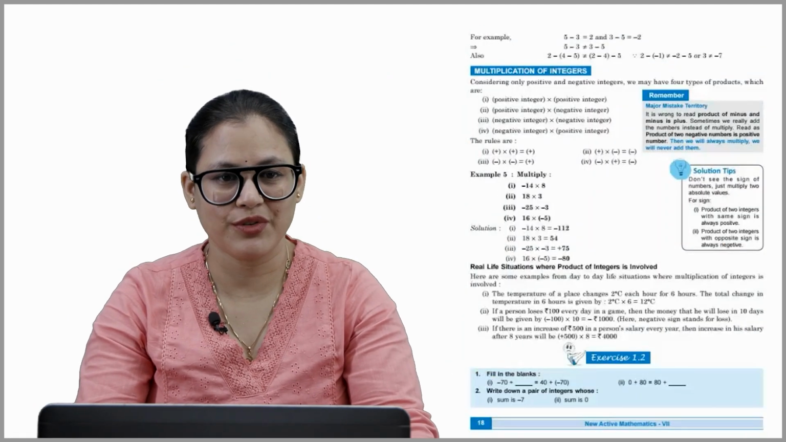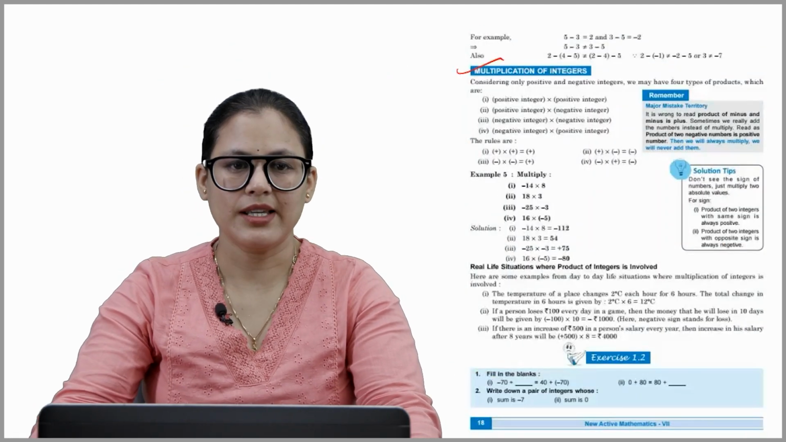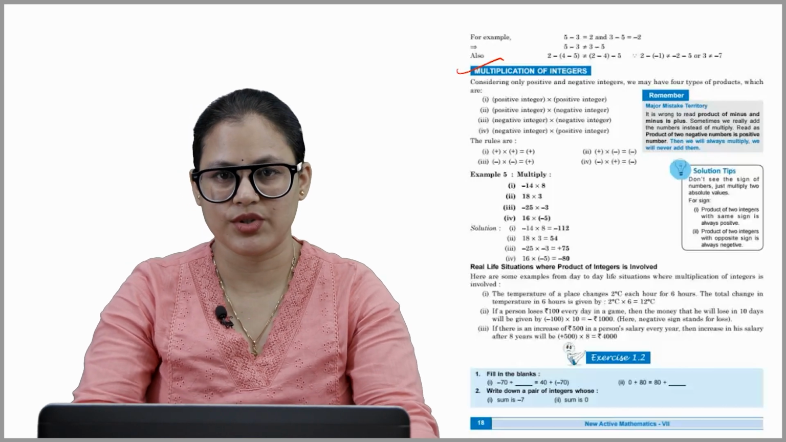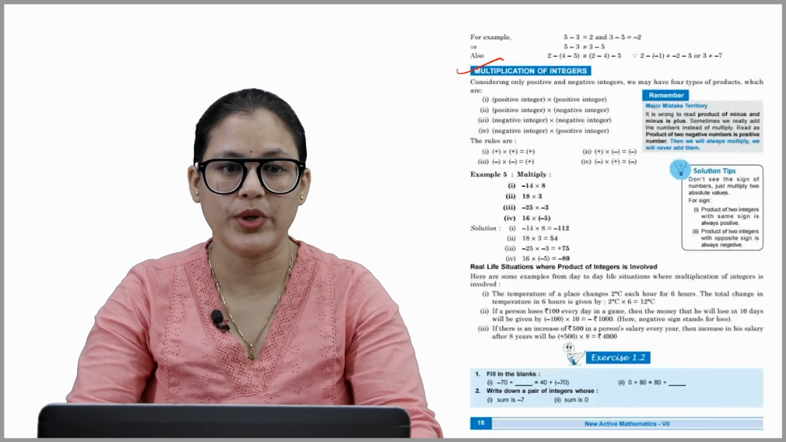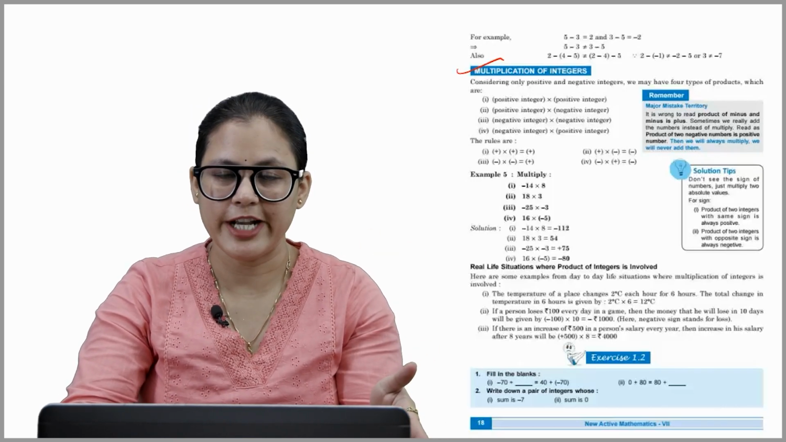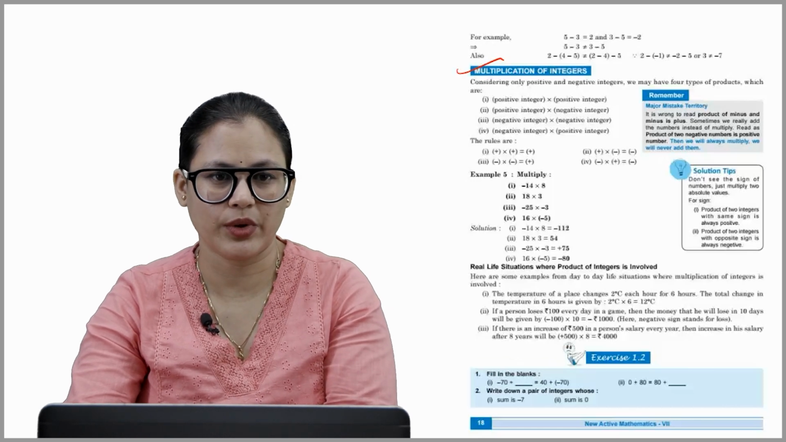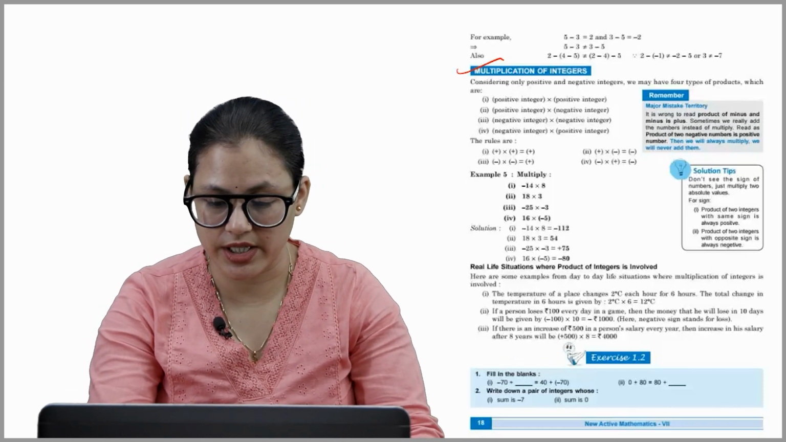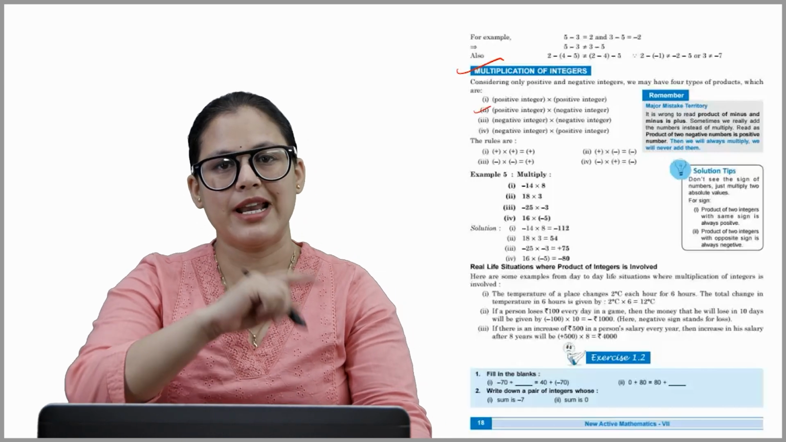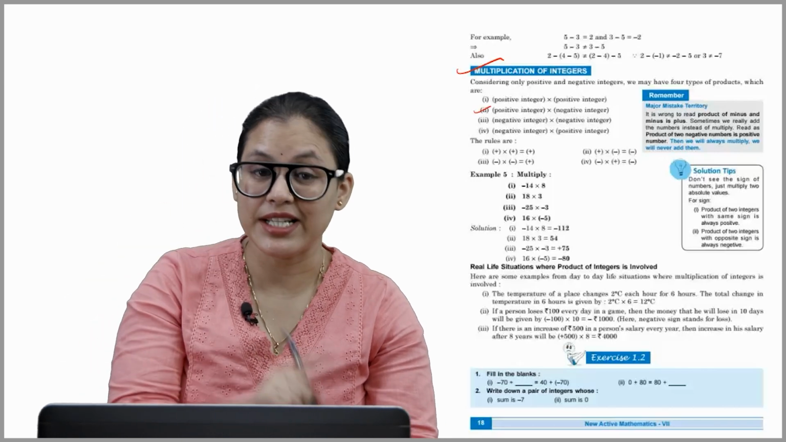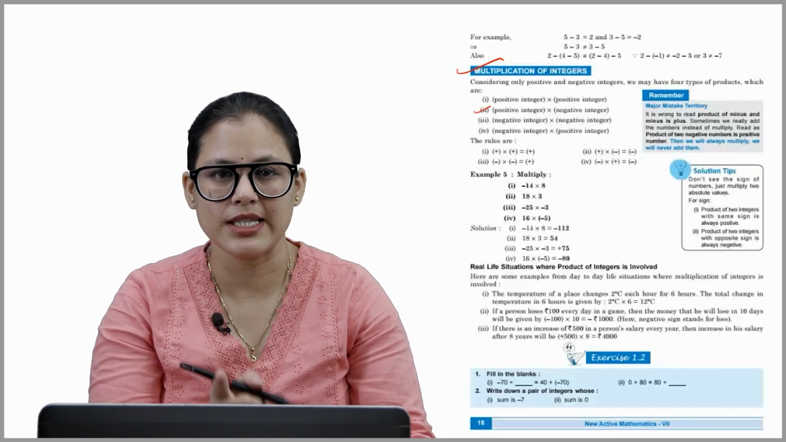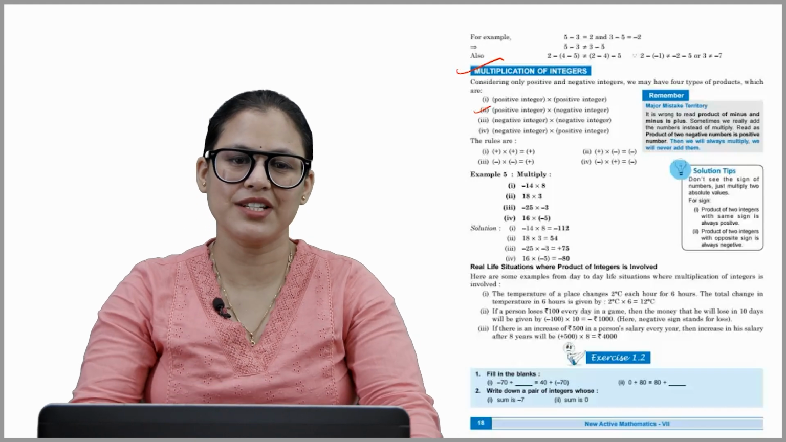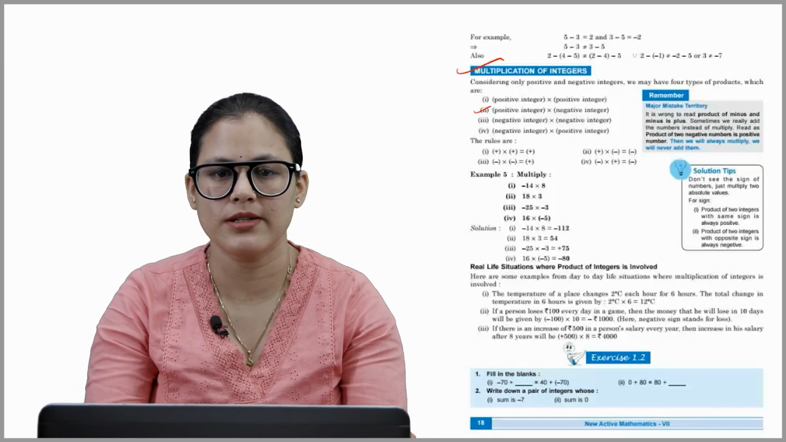Now, multiplication of integers. Consider only positive and negative integers. We may have 4 types of products, which are positive integer into positive integer. Okay, the answer is positive integer. Positive integer into negative integer, then the answer will be negative integer. Then negative integer into negative integer, the answer will be positive. And negative integer into positive integer, the answer is negative.